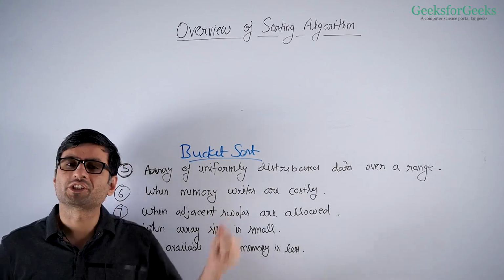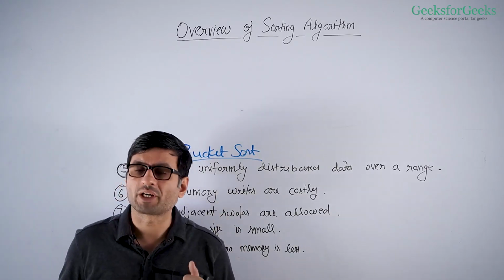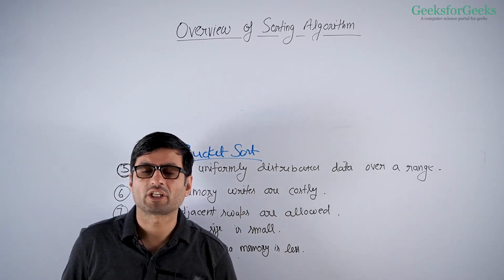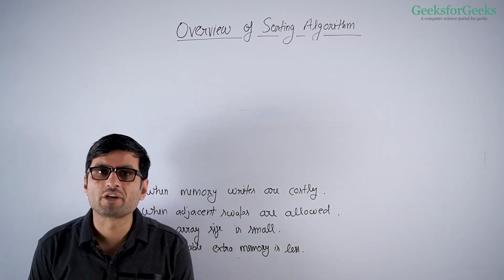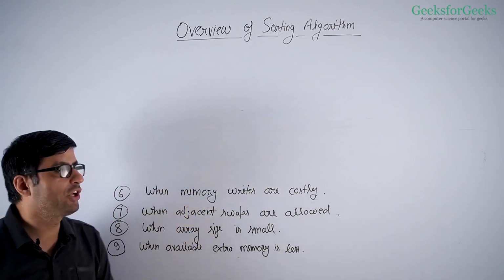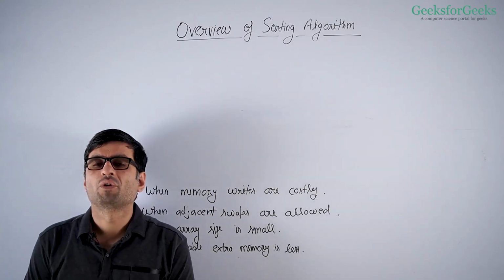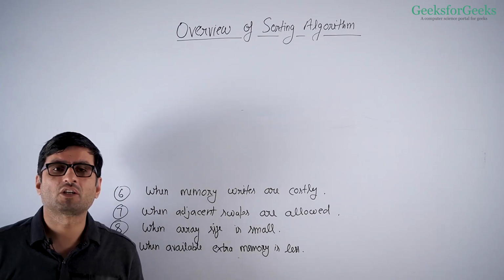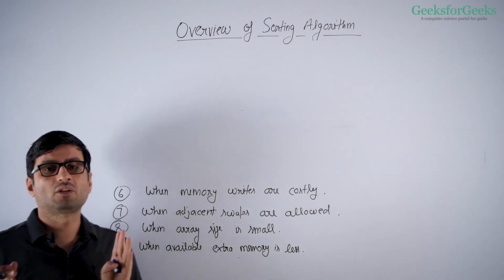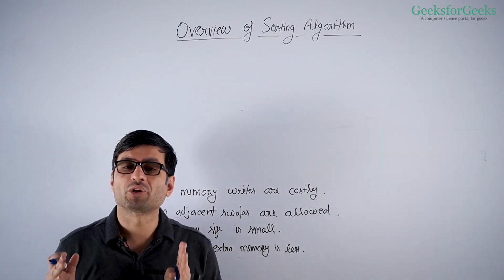So for uniformly distributed data, we can use bucket sort, which is fastest of all the sorting algorithms for this particular case. Let us now talk about the next point: when memory writes are costly. When memory writes are costly, you have two choices. There are two algorithms which can be used to optimize the memory writes.